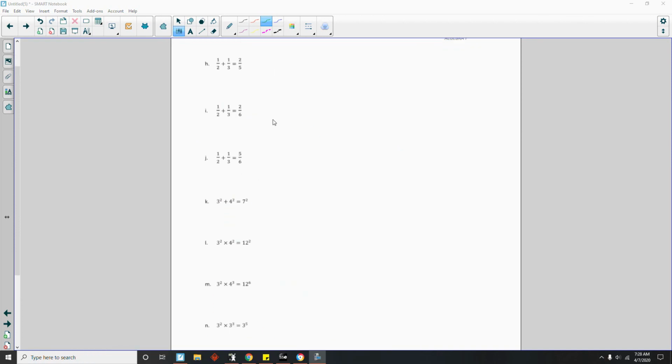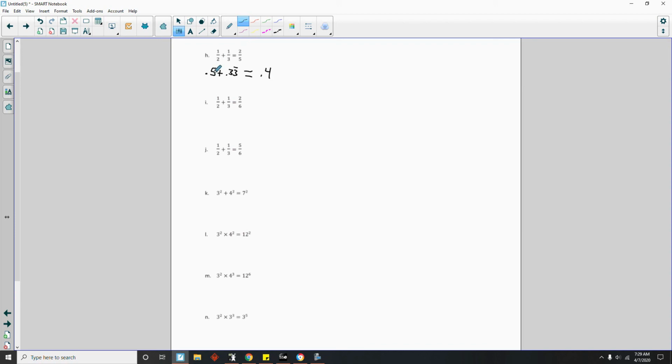Okay, page 3 brings us to part H of these questions. So we're just going to continue on. All right, so fractions, you either have to make common denominators to check to see if they're equal, or decimals. This one would be easier with decimals. So 1/2 is 0.5 plus 1/3 is 0.33 approximately. That continues repeating. So that would be 0.833 repeating. Is that equal? Well, 2/5 is the same as 4/10, and 4/10 is 0.4. Well, 0.5 plus 0.33 is 0.833 repeating, and that obviously does not equal 0.4 for this. So this is false.